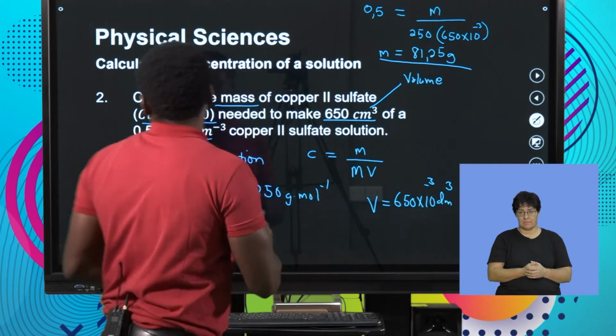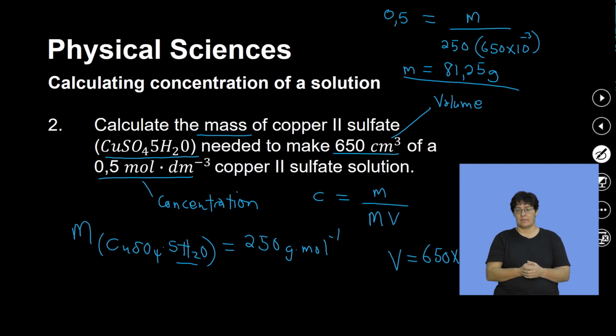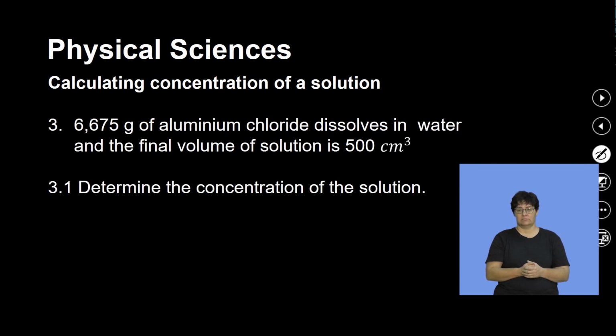Okay, right. Now, having said that, let's move on to the third and final example that we want to carry out. We are also given here a mass of aluminium chloride, which is 6.675 grams of aluminium chloride, which is dissolved in water, and the final volume of the solution is 500 cubic decimeters, okay?